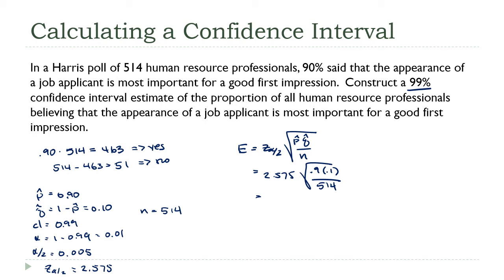Now you go to your calculator. This is 0.0341. That's my margin of error, about 3.4%. So, what is our confidence interval? You can write this two ways. I could say it's 0.90 plus or minus 0.0341. Or you could write this as percentages. I could say it's 90% plus or minus 3.41%. Either one would be fine.